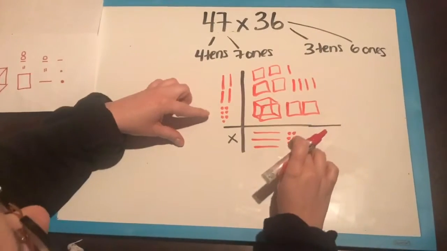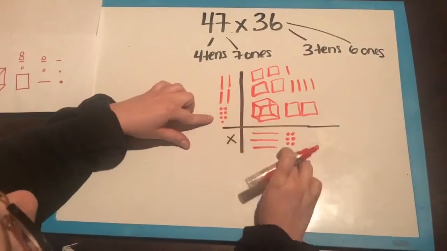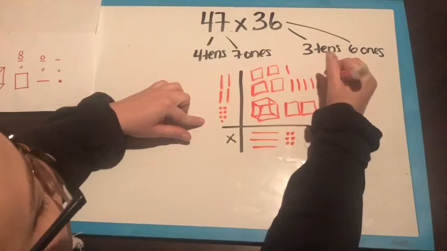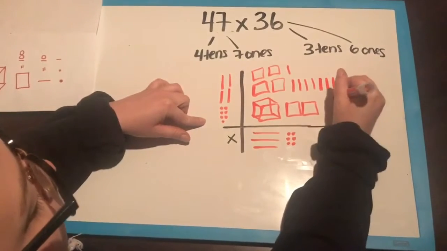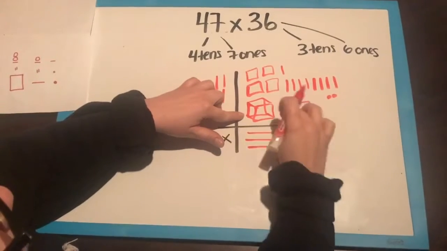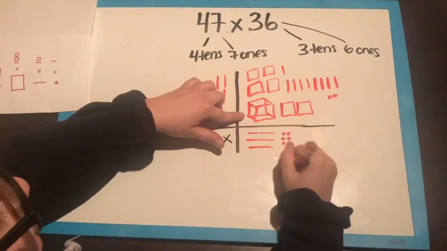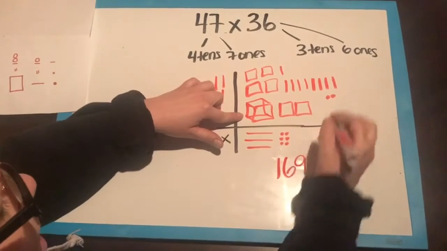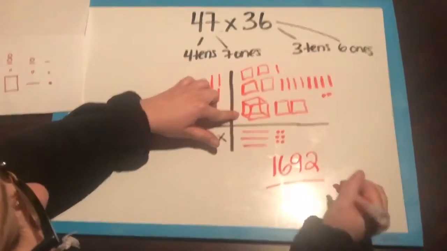And then lastly, we're going to multiply our units by our units. So our 7 units by our 6 units. 7 times 6 is 42, which is 4 tens and our 2 units. So the same thing again, we just count out what we have. We have 1,000, 6 hundreds, 9 tens, and our 2 units. So our answer is still 1,692.